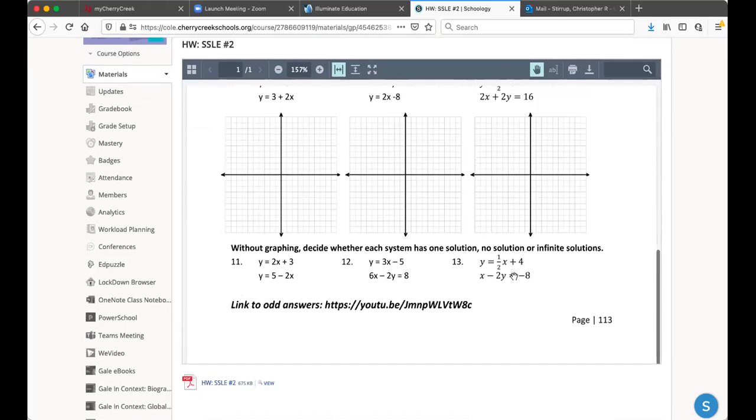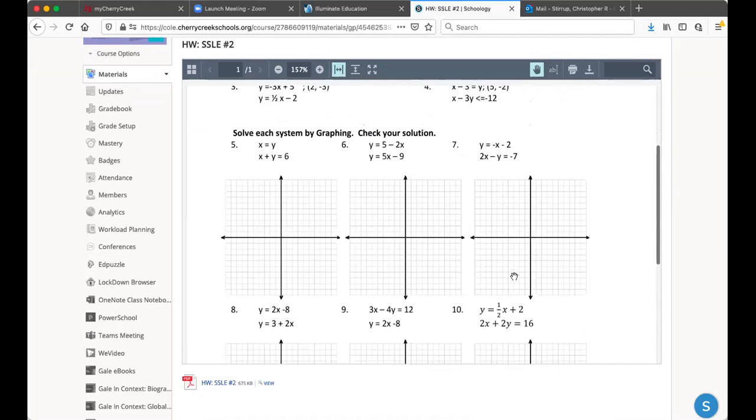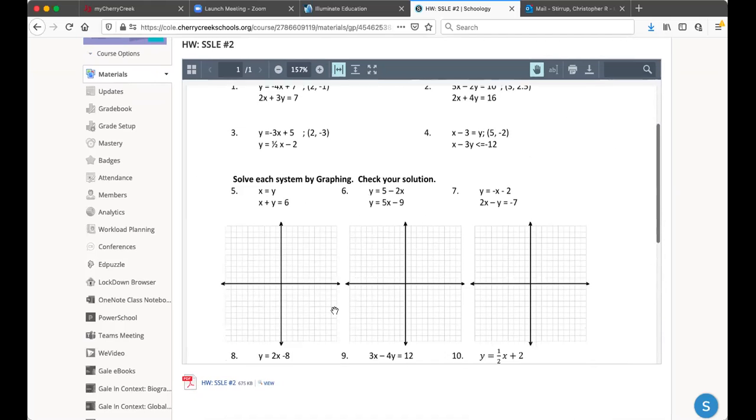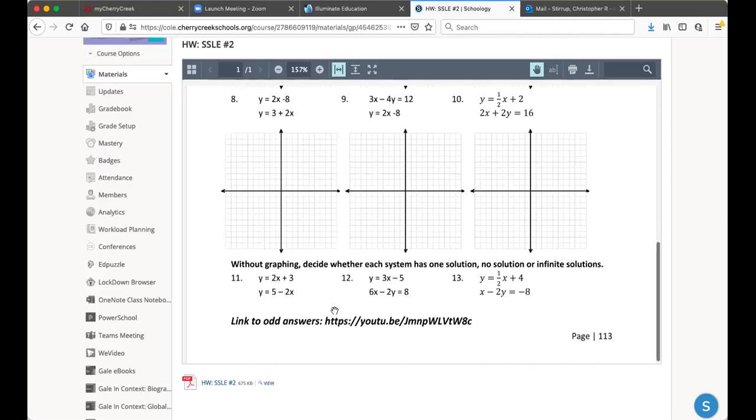Okay. So it looks like we have a total of 13 problems. You have 1, 2, 3, 4, where you're checking to see if those points work. And then you have 5, 6, 7, 8, 9, 10, which are graphing problems. And then 11, 12, 13, we want to decide if they have one solution, no solution, or infinite. So my friends, for those last 3, if you have it set equal to y equals, look at the slope. So solve all of them for y equals.